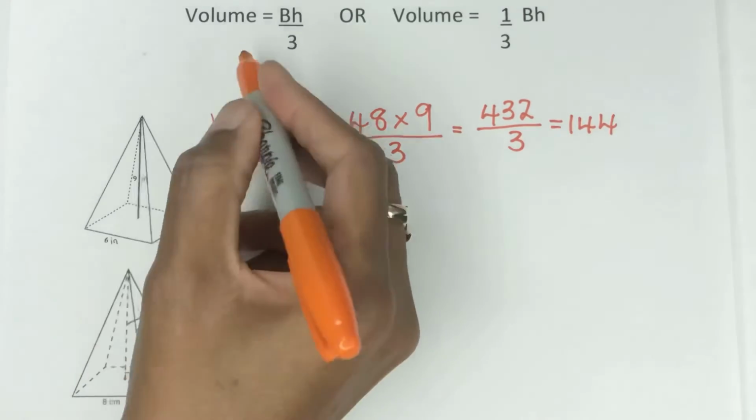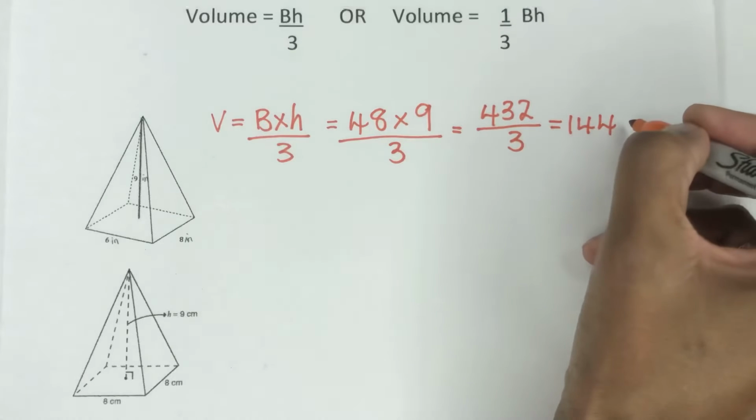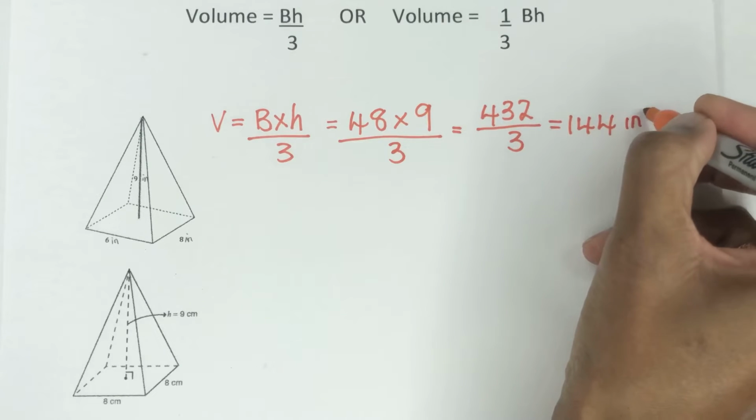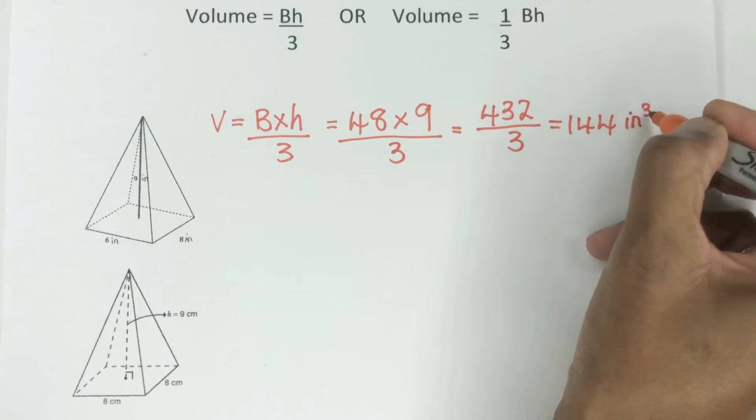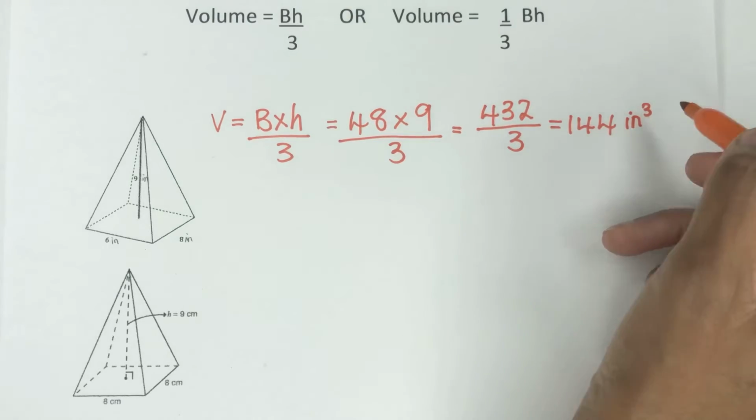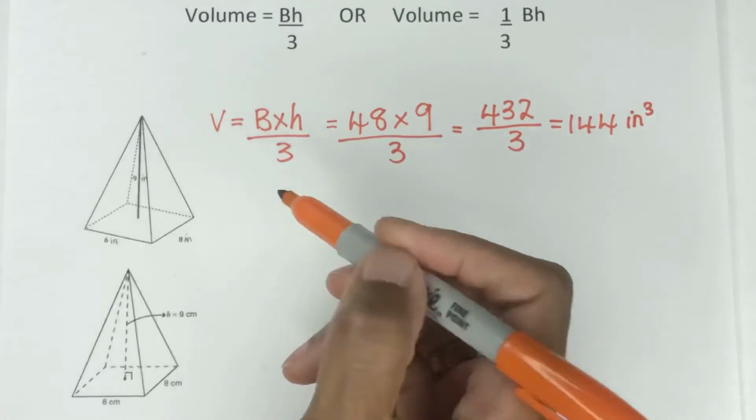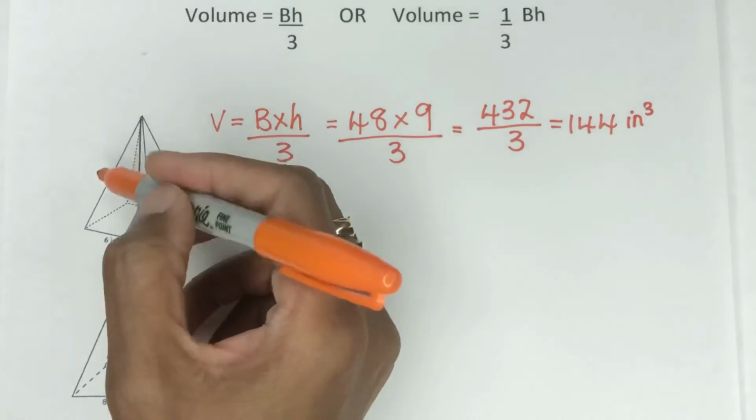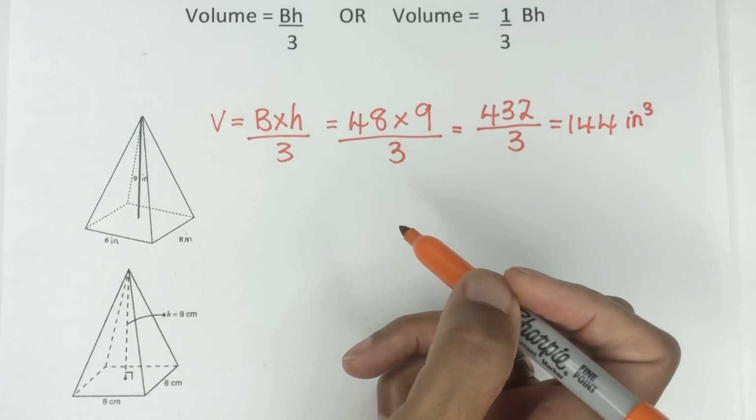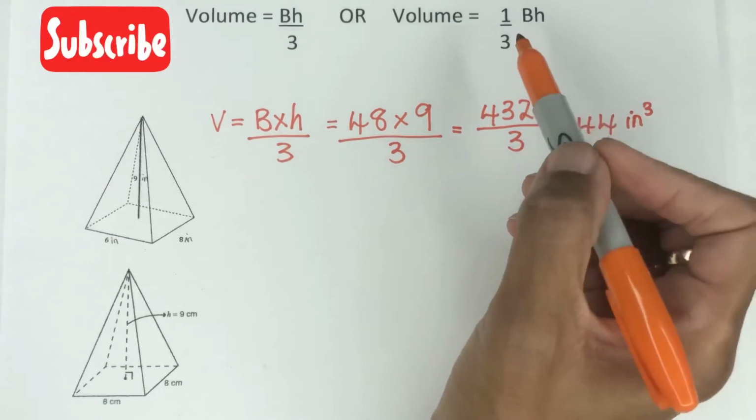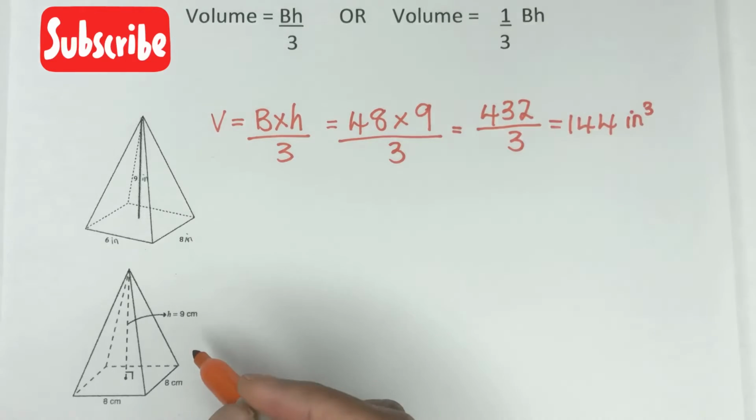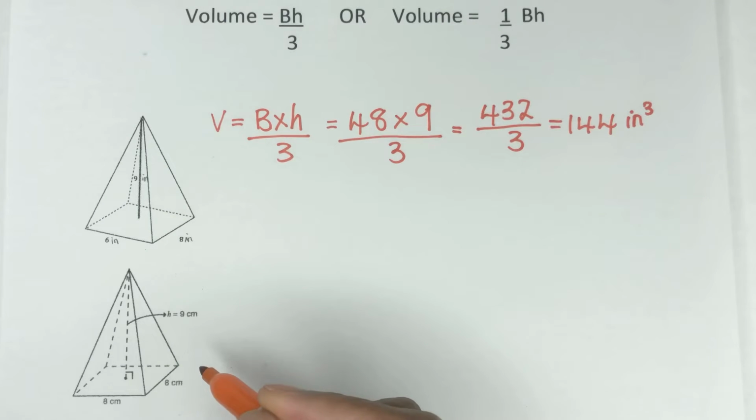And because volume is 3-dimensional, it's cubic inches. That's what the little exponent 3 is there for. It gives us cubic inches because volume is 3-dimensional. Remember, volume is the space that's taken up by a 3-dimensional shape. Let's use the second volume formula for the second pyramid.